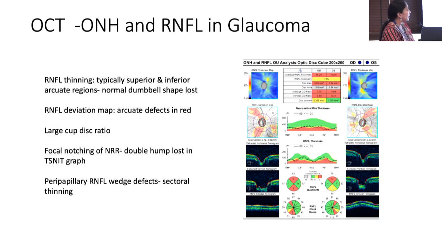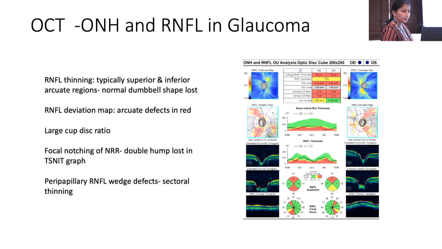In the TS-NIT graph also, you see there is loss of the double hump pattern. The double hump that was seen in the normal OCT is not there. Superiorly it is dipping, and inferiorly also there is a dip in the RNFL. This is for the NRR, this is for the RNFL. And you have the quadrant map again showing a red color in the superior quadrant as well as in the inferior quadrant. On the sectoral map, you find the thinning is more for the supratemporal area and inferotemporal area, which is more specific for glaucoma.